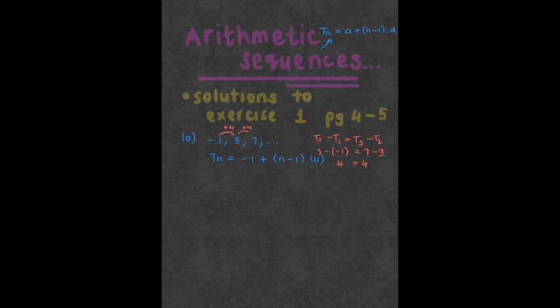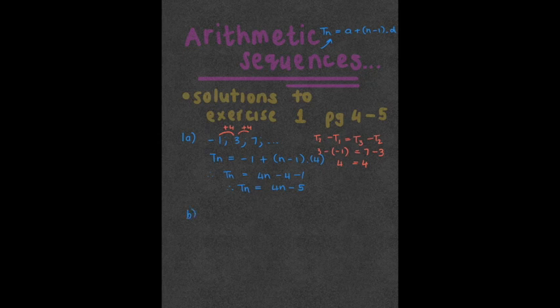Your final answer: Tn equals -1 plus (n minus 1) times 4. Now remember I said that we can take this a step further, multiply out the brackets and add up like terms, but if we stop here, that's more than enough. Let's just do it for those of you who want to. It's going to be 4n minus 4 minus 1, so the equivalent form would be 4n minus 5.